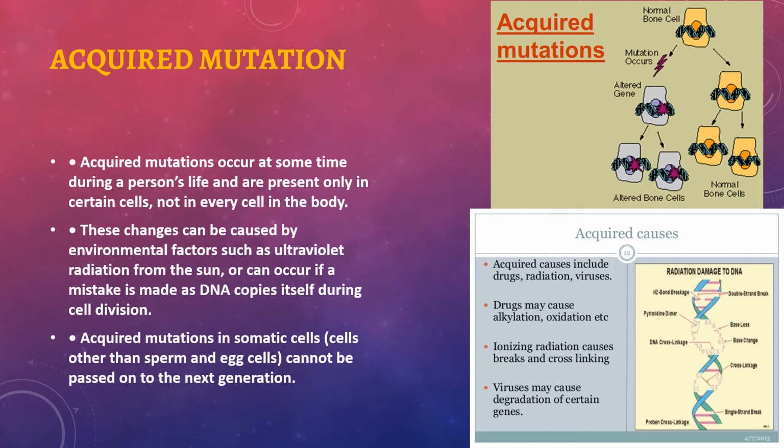So what are the causes for acquired mutation? They can be because of drugs, radiation or viruses. Drugs may cause alkylation or oxidation, etc. Ionizing radiation causes breaks and cross-linking, and viruses may cause degradation of certain genes. So basically these are the causes of acquired mutation.